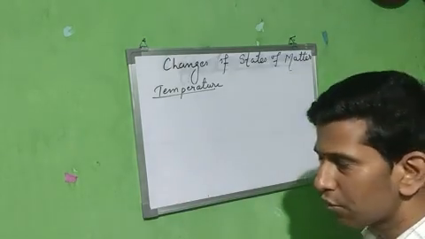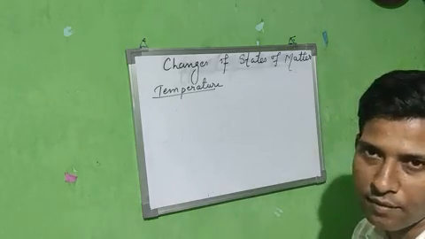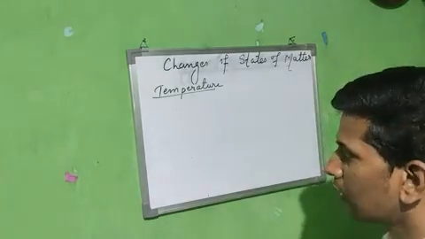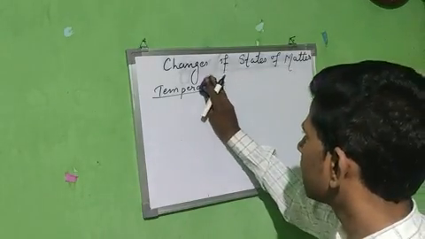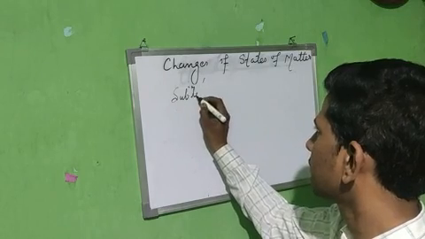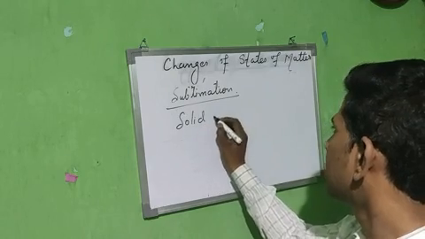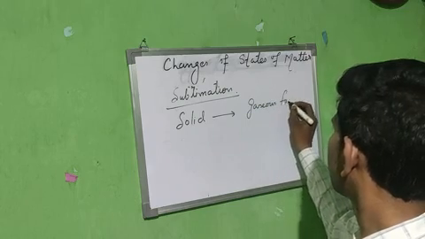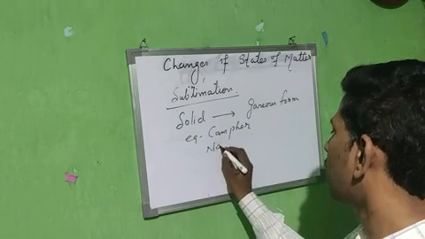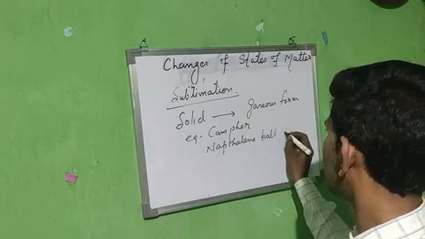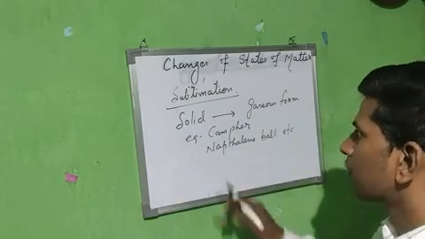Now you have seen right now that I have tried to discuss that temperature is playing a very important role in interconversion from solid to liquid or from liquid to gases. Now one most important term is also here: some condition is there when solid is directly changing into gaseous state without coming to liquid state. That special term is called sublimation. What is sublimation? In which solid is directly changing into gaseous form without coming to liquid form. So many examples are there: camphor, naphthalene ball. Okay, like this. Clear? So during this process, solid is changing into gaseous form.